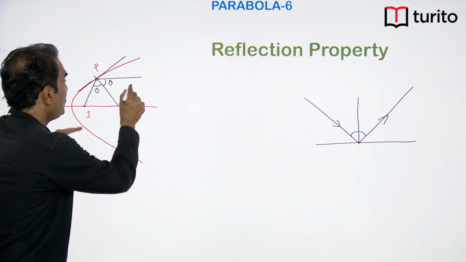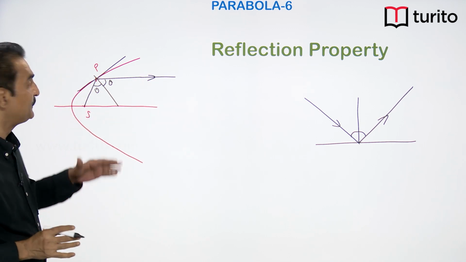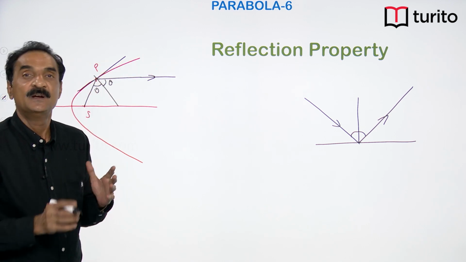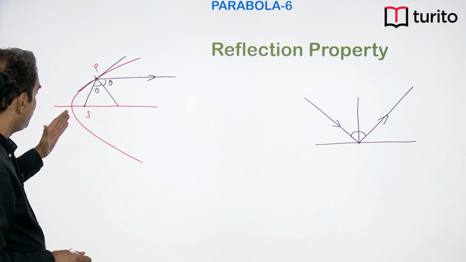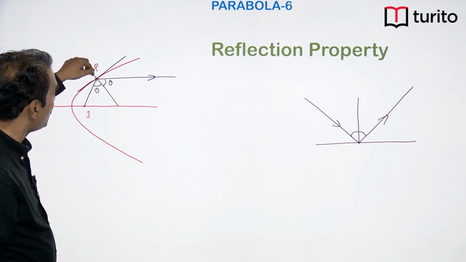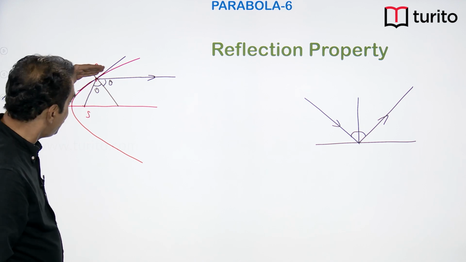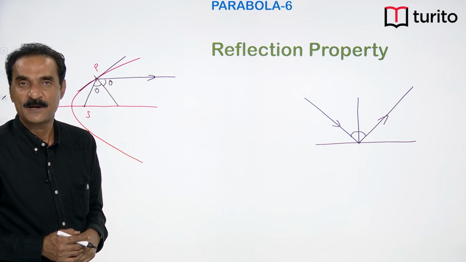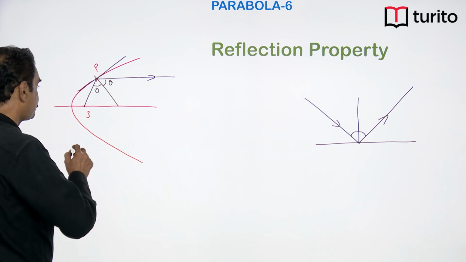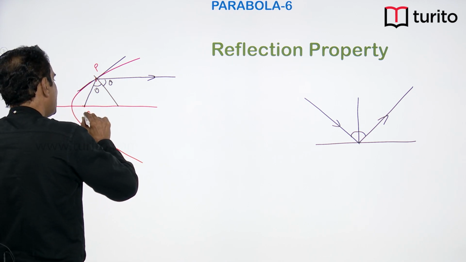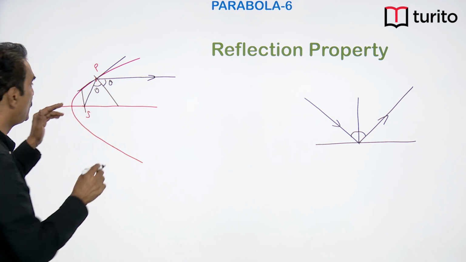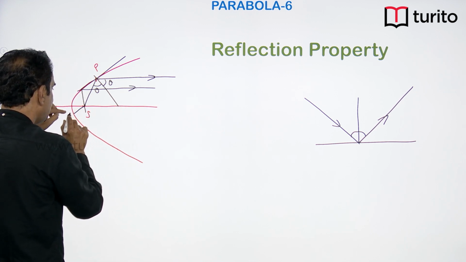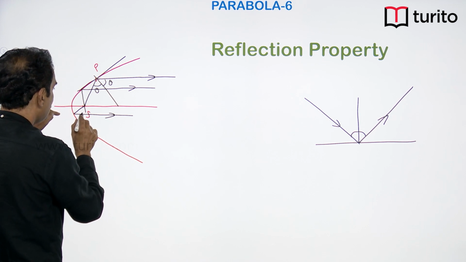So this will be the reflected ray, but just now we discussed that this normal bisects the angle between SP and diameter through P. So, how will be the reflected ray? If a ray of light is sent through the focus, strikes the parabola at P and gets reflected, the reflected ray will travel parallel to the axis of the parabola. This is known as reflection property of the parabola. Similarly, if you take another ray of light passing through focus strikes the parabola here, the reflected ray will travel like this. Take another ray of light like this, strikes here, travels parallel to axis.